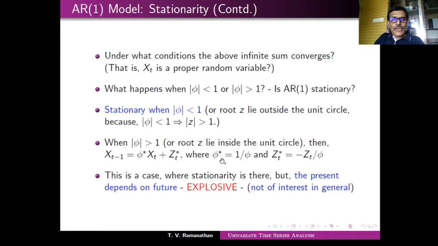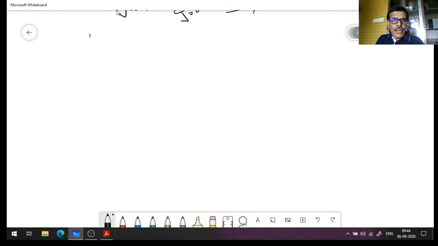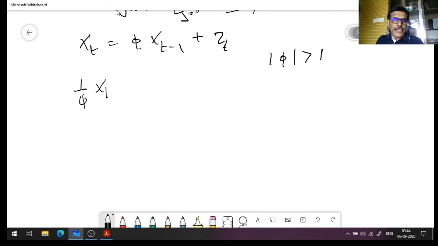So when phi is greater than 1, let me go back and show you something interesting. This is your model, x_t equals phi x_{t-1} plus z_t. Now suppose your absolute of phi is greater than 1. What I'm going to do is divide by phi, so 1 by phi x_t is equal to x_{t-1} plus 1 by phi z_t, and then rewrite this equation.